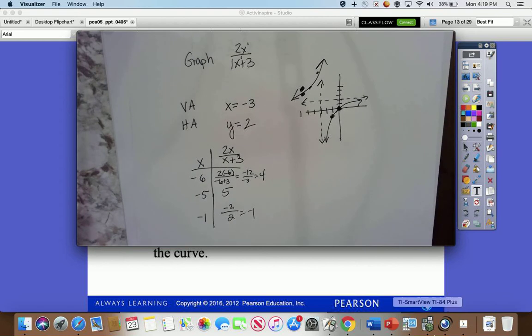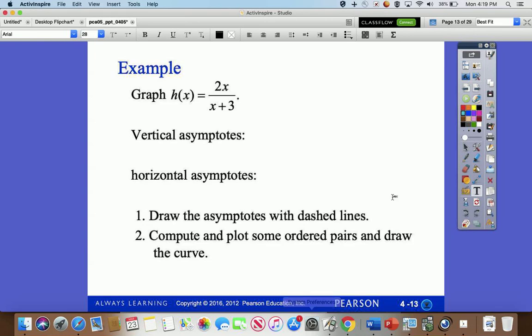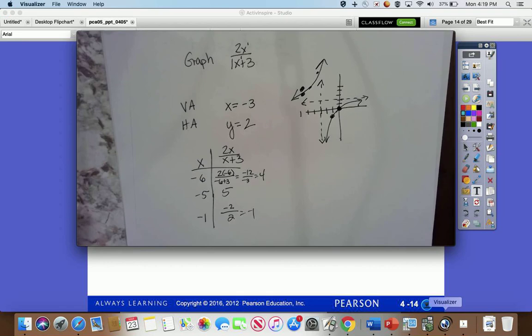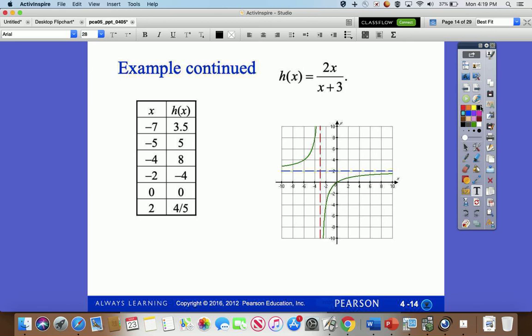All right, moving on to the next problem. Oh, look, there's a whole table full of values already done up for you, and that graph looks pretty close to what I did over here. You can do this, guys. I believe in you.